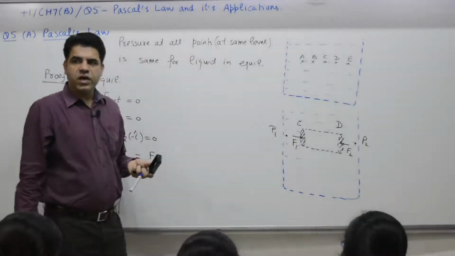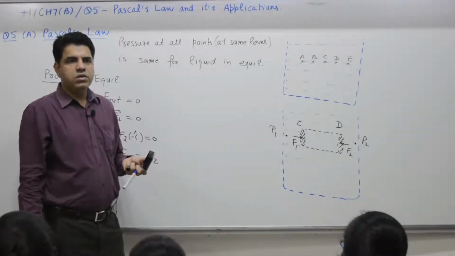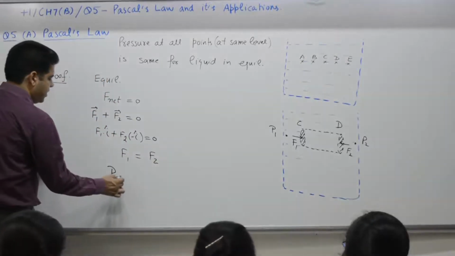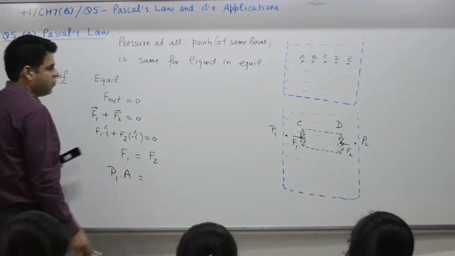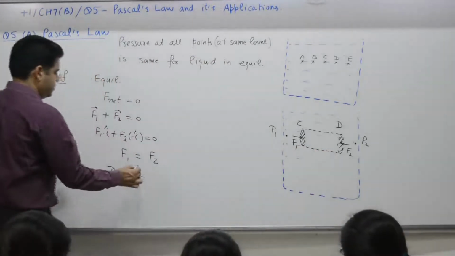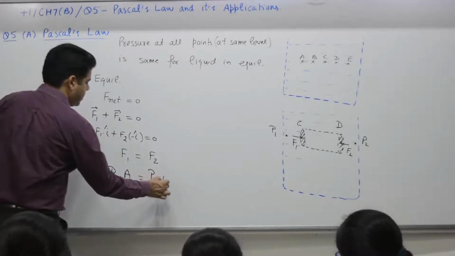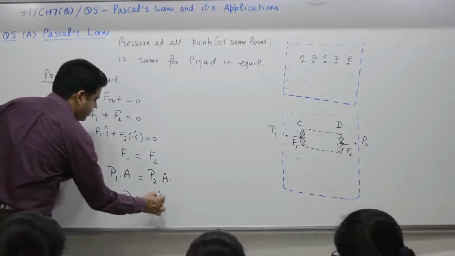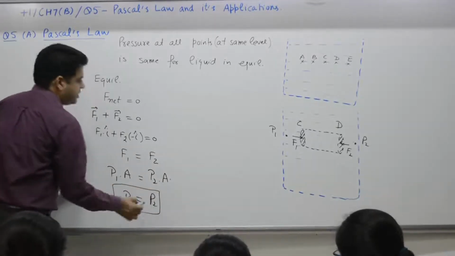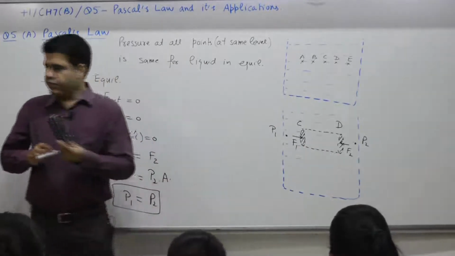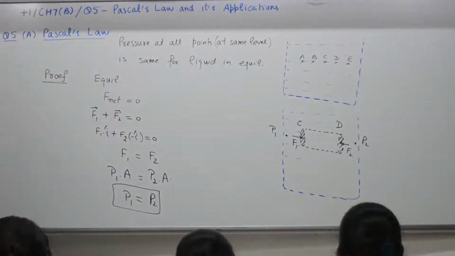Force on face 1, F1 is equal to pressure into area. It is P1 into A. Force on 2, this one, is P2 into A. P1 is equal to P2. So pressure at same level remains the same. Time with you is 4 minutes to write.